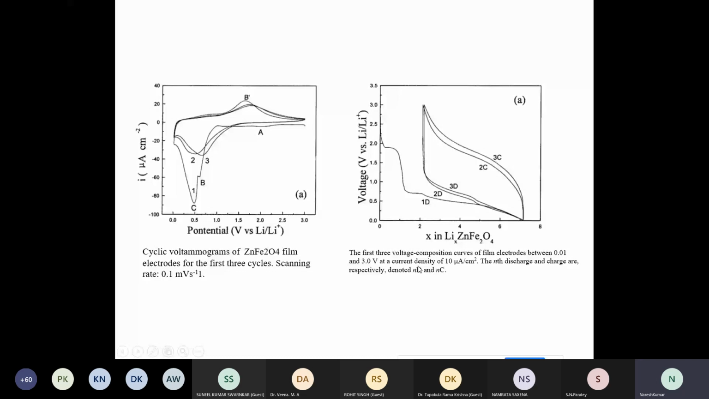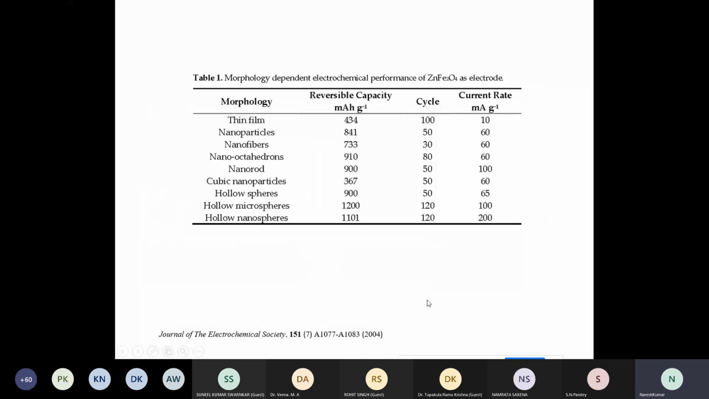Not only thin films of zinc ferrite, one can make use of nanoparticles with different morphology. For example, the same material, zinc ferrite, in thin film form gets a reversible capacity of 434 over 100 cycles. But if you go from thin films to nanoparticles, fibers, octagons, nanorods, cubic nanoparticles, hollow microspheres, nanospheres, the reversible capacity increases. From 434 to, for hollow nanosphere, 1101 over 120 cycles. So the electrochemical performance of this material is very enhanced.